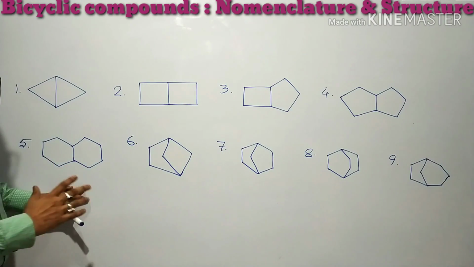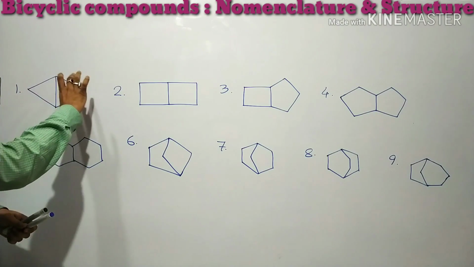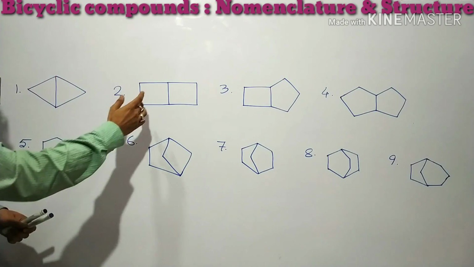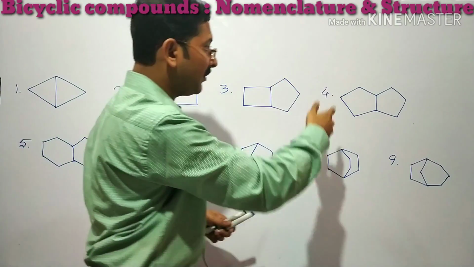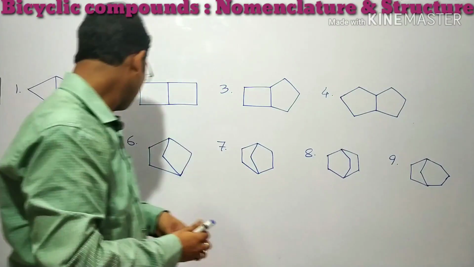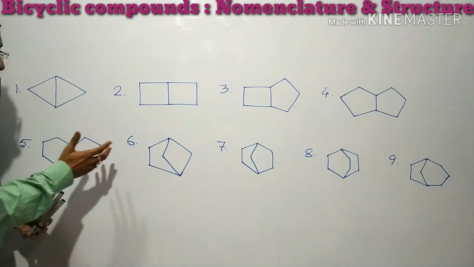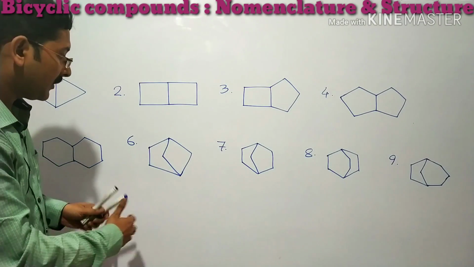These are actually fused ring systems where two 3-membered rings are fused, 4-membered rings are fused, one 4-membered and one 5-membered ring are fused, two 5-membered rings are fused. Here two 6-membered rings are fused, etc. And example 6, 7, 8, 9.